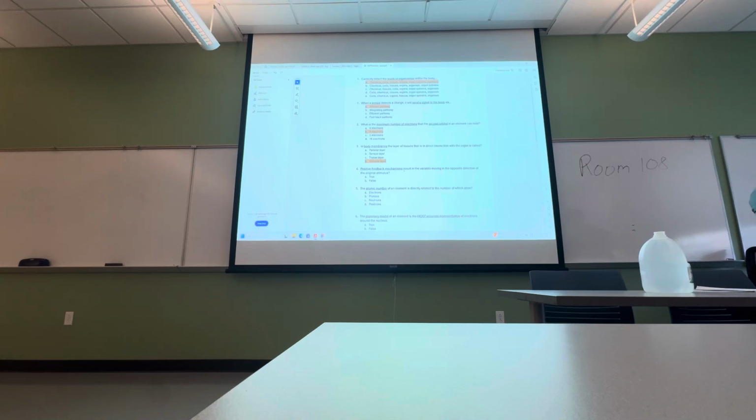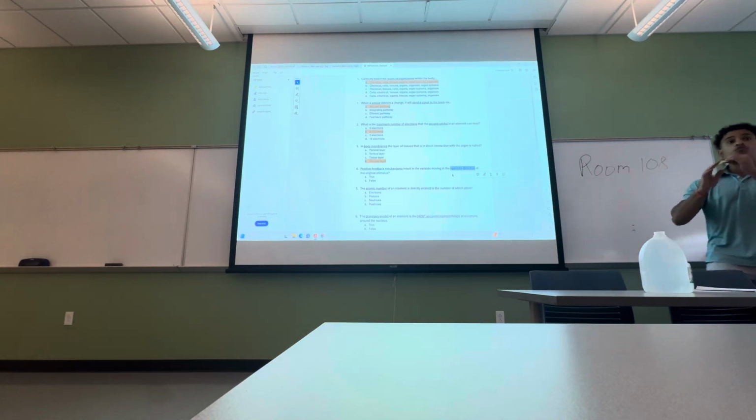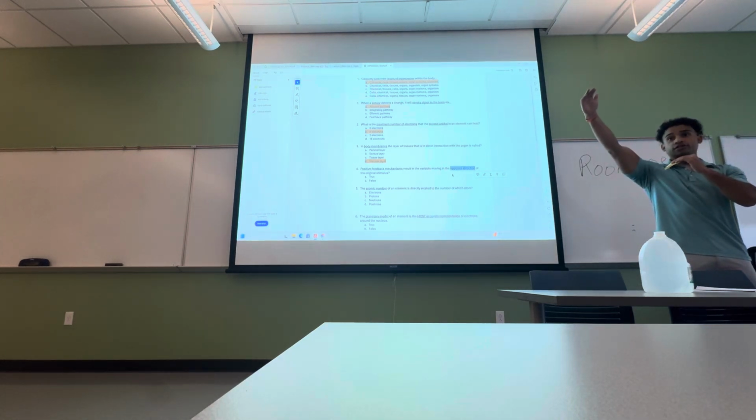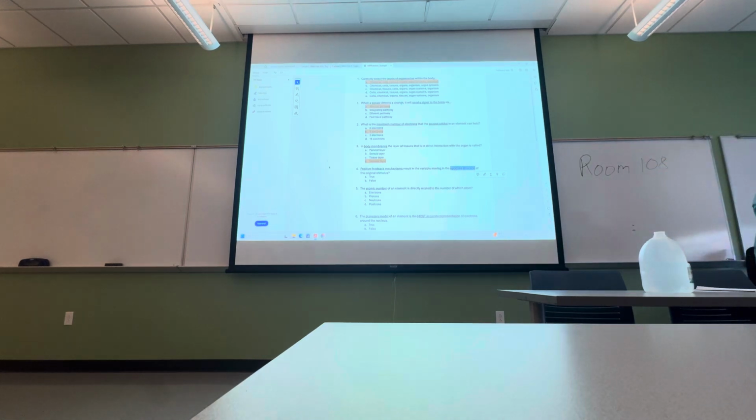Positive feedback mechanisms. This was where the variable was moving in the same direction as the original stimulus. So in essence, if the variable has increased, it will move even more toward increasing. It will move in the same direction. So this answer was false.